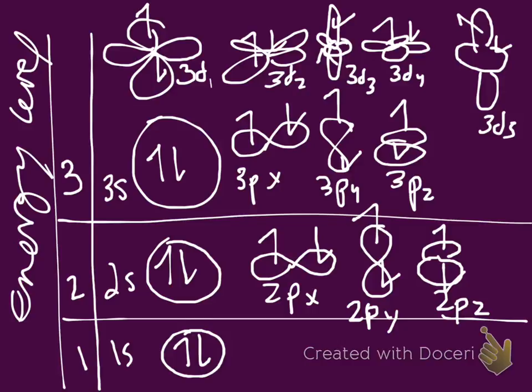So we can assign a very specific location to any electron in any atom. And everything about how atoms behave, everything about how matter behaves, is all based on this stuff. Just crazy. It's just crazy. We're actually going to stop here.